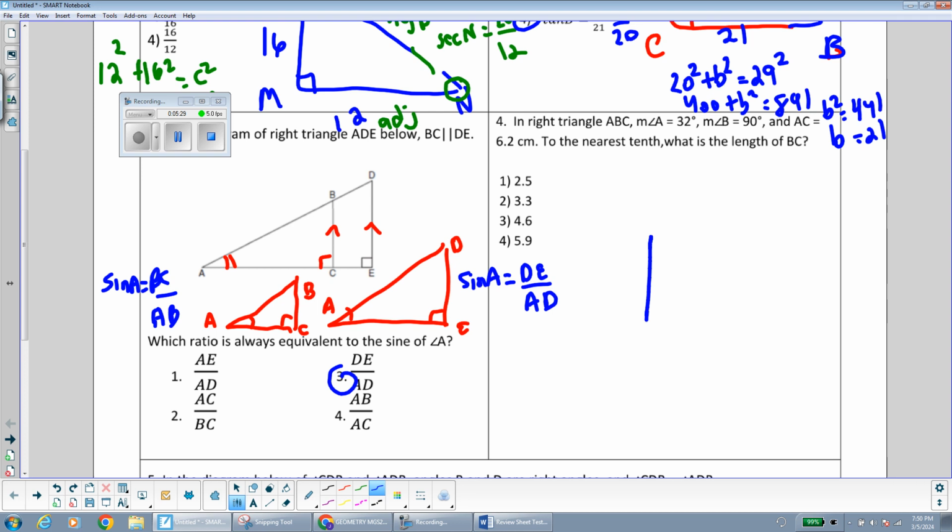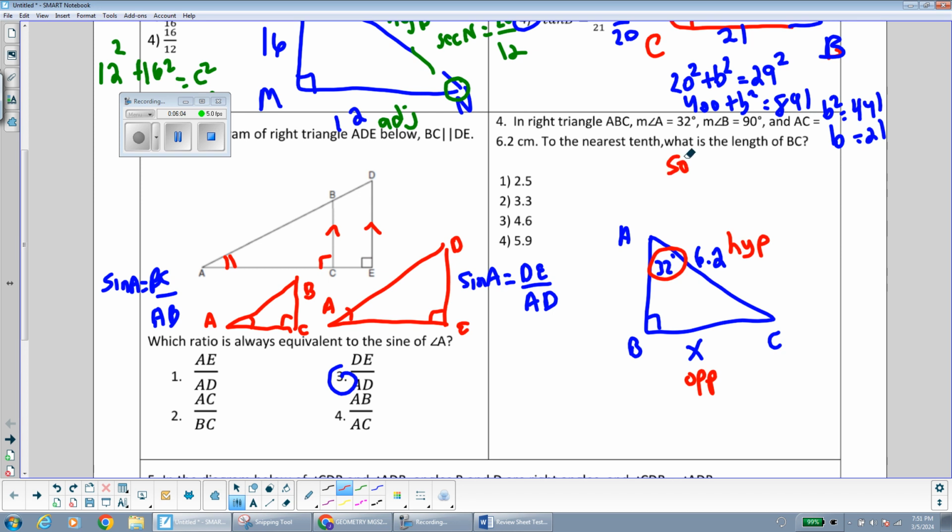In number 4, we have right triangle ABC, and angle A is 32 degrees, angle B is 90 degrees, and AC is 6.2 centimeters. We need to find the length of BC. So let's do it. This is our focus angle. Let's label opposite, adjacent, and hypotenuse. So what we need, and we can write down SOH CAH TOA on our paper to help us remember, is O and H, and that's going to be sine. So sine of the 32-degree angle is equal to opposite over hypotenuse.